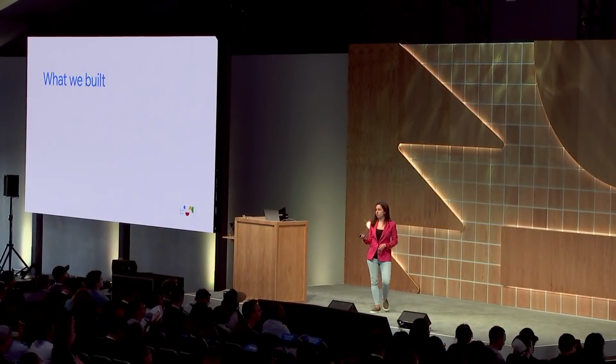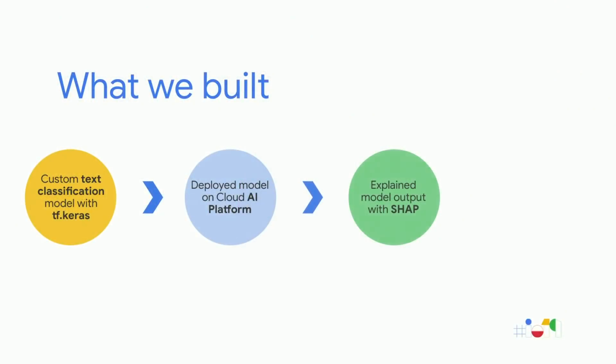So I covered a lot of different tools today. I just wanted to give a summary of everything we built. We built a custom text classification model using tf.keras. We deployed our model on Cloud AI Platform. I should also mention that I could have also deployed that SHAP code to AI Platform using the custom code feature. But in this case, I decided just to keep it super simple and do that part separately. We explained our model output using SHAP to make sure that our model was behaving in the way that we expected. And we called AI Platform with Cloud functions. You saw a video of what it was supposed to do.